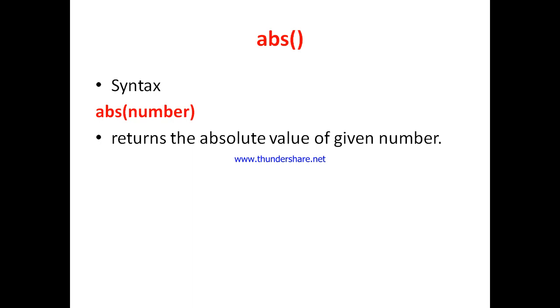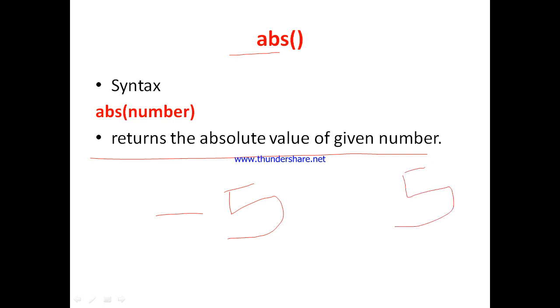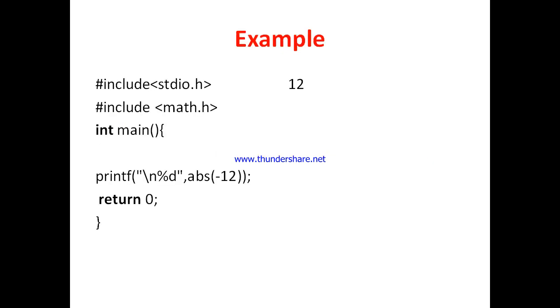Now the next function is abs. The abs function returns the absolute value of the given number. Absolute value means, suppose the parameter is minus 5, it returns plus 5, or if the parameter is 5, it returns 5. It removes the negative sign if the number is given with a negative sign. Let us see the example. Here we are using the abs function. The abs function always returns an integer value. Here the parameter is minus 12, so it removes the negative sign and returns just 12.